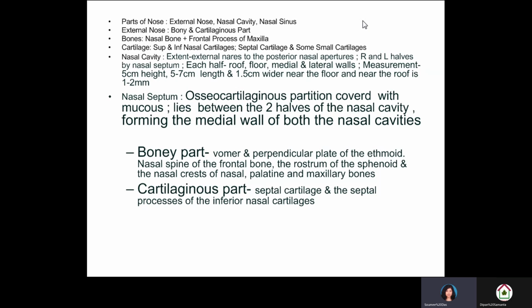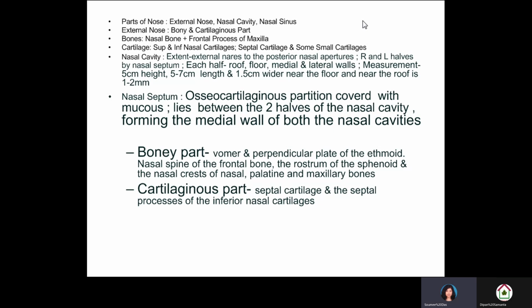Okay, then next we come to the nasal cavity. The extent is from the external nares to the posterior nasal apertures. So the region of the nasal cavity lies in the area which starts from the external nares or nostrils to the posterior nasal apertures. This whole portion is known as the nasal cavity.